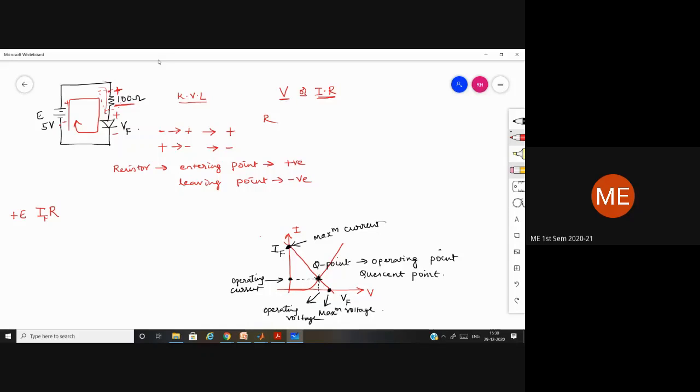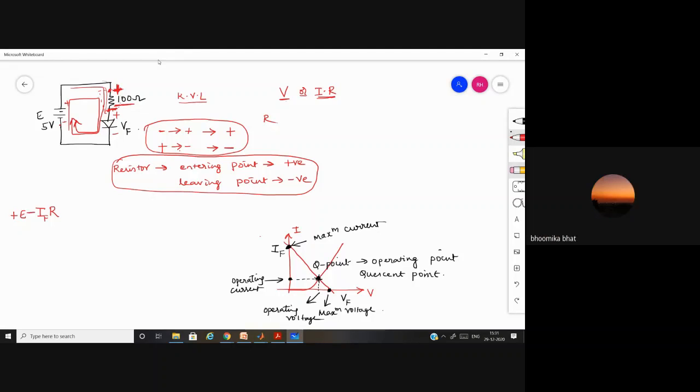Now tell me what sign I should use, whether positive or negative. Look into this first and look into this. Negative, sir. Where it is leaving. I told you, entry point is positive, leaving point is negative. If the loop is going from plus to minus, what should you get? Negative.